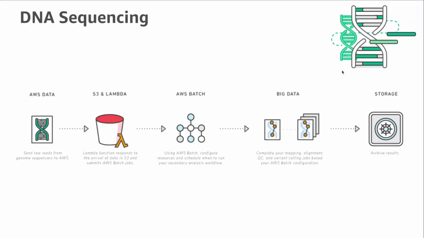DNA sequencing is a good example of a batch use case, right? Where we would send raw reads from genome sequencers into AWS. Lambda functions would pick those up and respond to the arrival of that data and submit batch jobs. Batch then picks them up, configures resources, and the scheduler figures out when to run your secondary analysis workflow. The output can then be fed into a big data analytics workflow for additional mapping and alignment, etc. And then you want to store the output into long-term storage to archive your results. So maybe a combination of S3 and Glacier, for example.